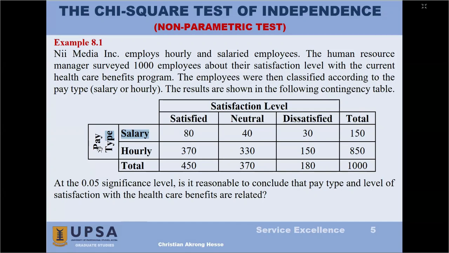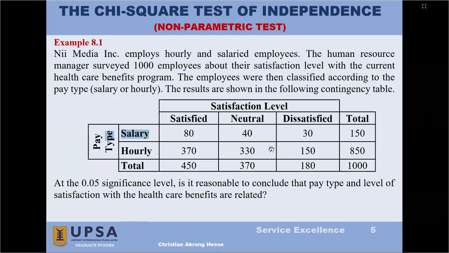So we classified the two variables into a table. And when you classify two variables into a table, we call this table a contingency table. So this is an example of a contingency table. Have I made myself clear?